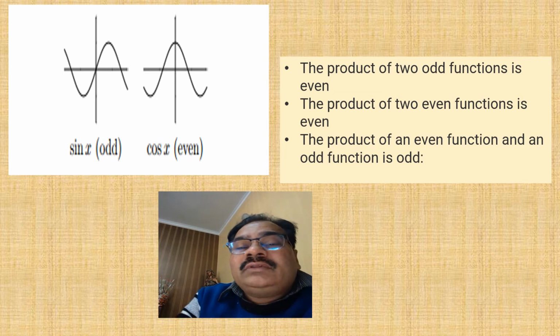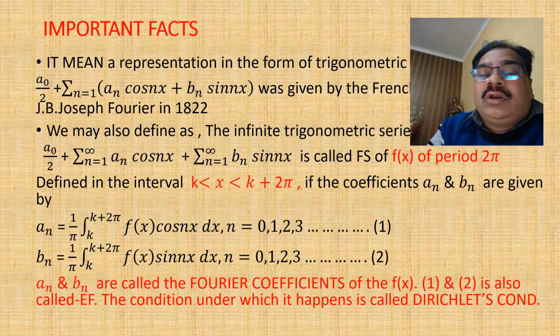We also know the product of two odd functions is even, the product of two even functions is even, and the product of an even function and an odd function is odd. So from the book we know this. Now, there are certain more important facts.